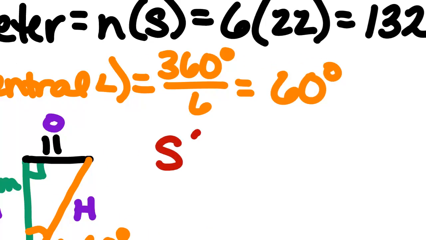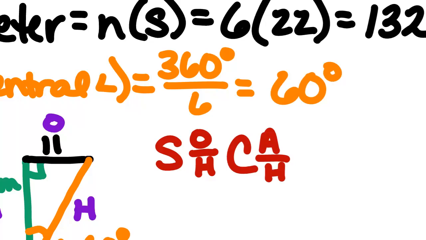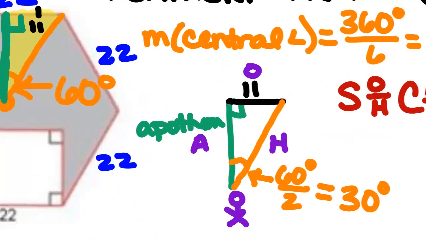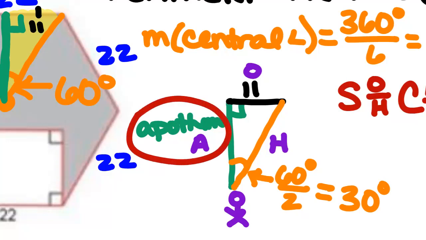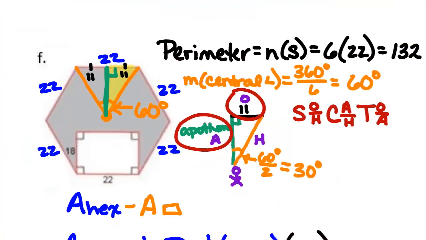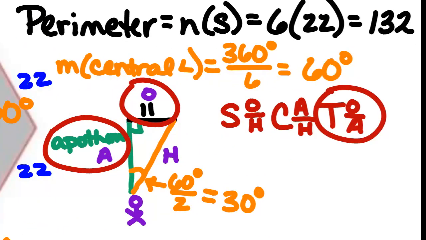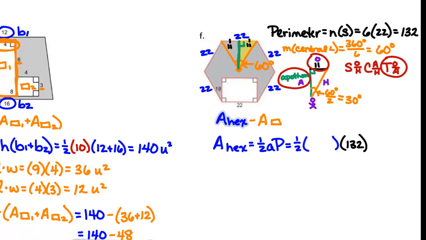All right, so SOH-CAH-TOA. We're wanting to find the apothem, which coincidentally is my adjacent side. So A and A helps me keep them together. And then what's the side that I know, hypotenuse or opposite? Opposite. Which one of these trigonometric functions will let me use the adjacent and the opposite sides? Tangent. So we're going to use our tangent function.